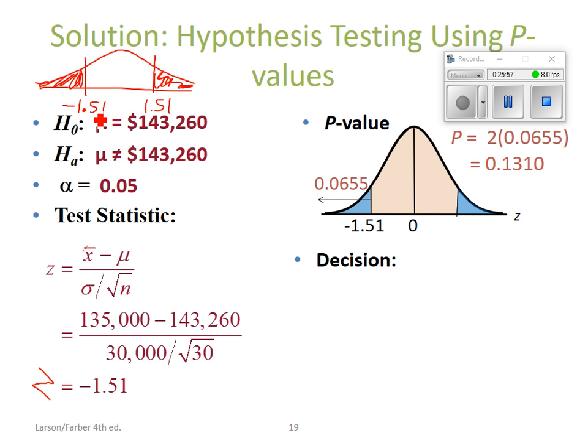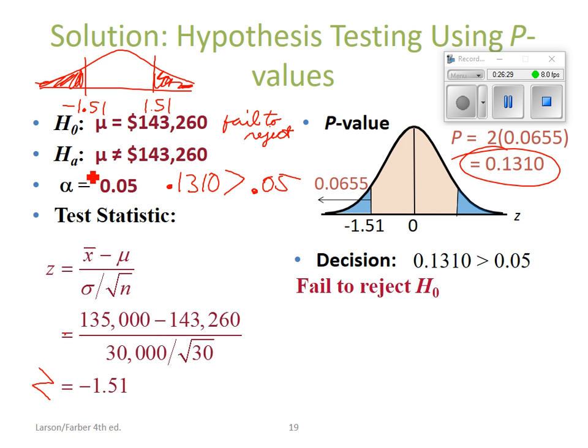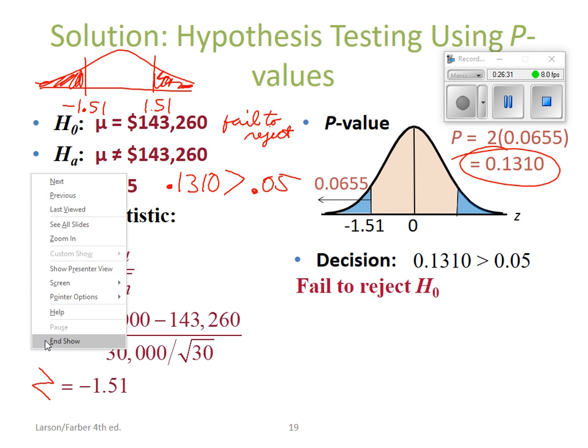Then we're just going to take that number and compare it to this. So we got 0.1310 compared to 0.05. Less than or greater than? Greater. What's greater than tell us? Fail to reject the null. So we fail to reject this null.